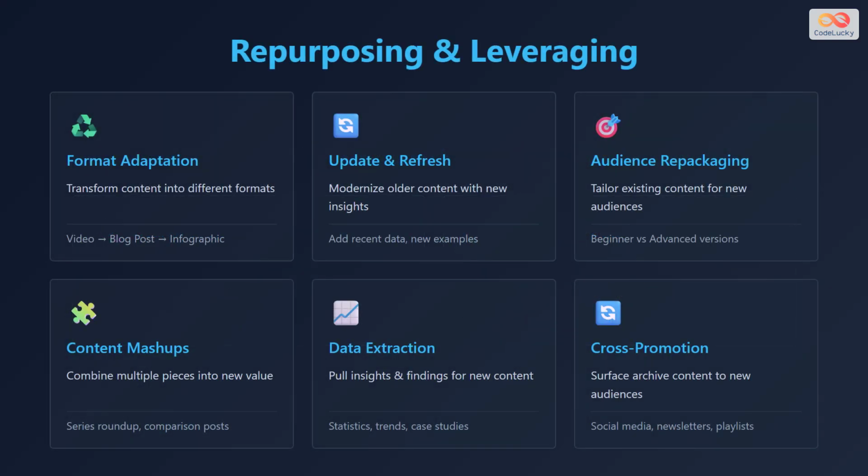Once your archive is organized, repurposing becomes powerful. Transform one piece into multiple formats. Turn a video into a blog post, infographic, or podcast episode. Update older content with fresh data and new examples. Repackage existing content for different audiences, like creating beginner and advanced versions. Combine multiple pieces into mashups or roundup posts. Extract data and insights for new content. Cross-promote archived content on social media and newsletters to reach new audiences.